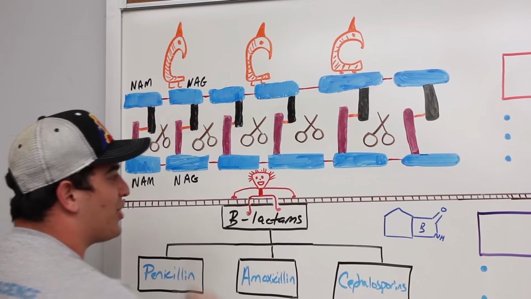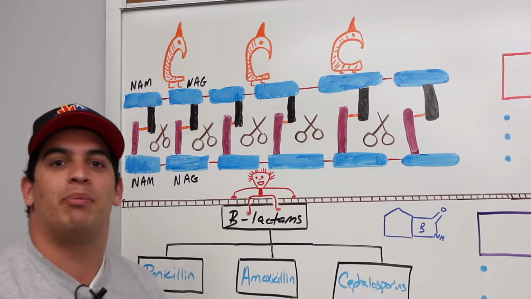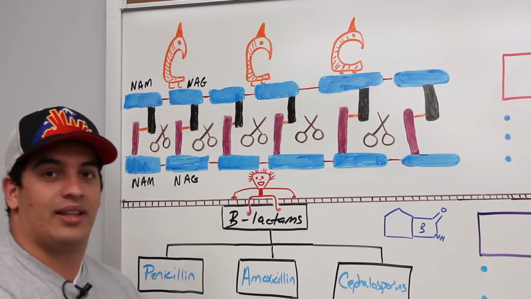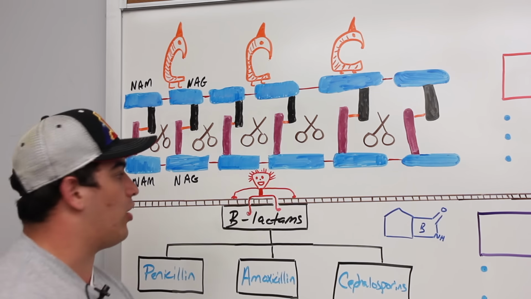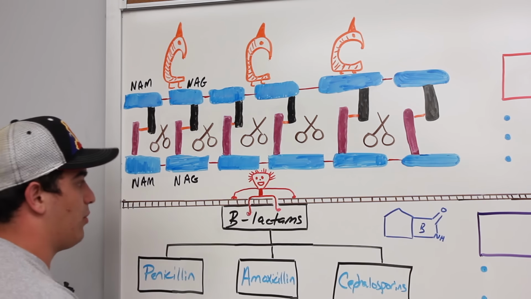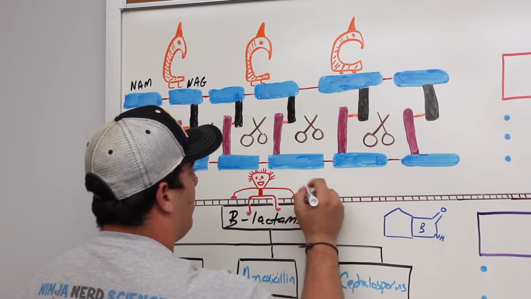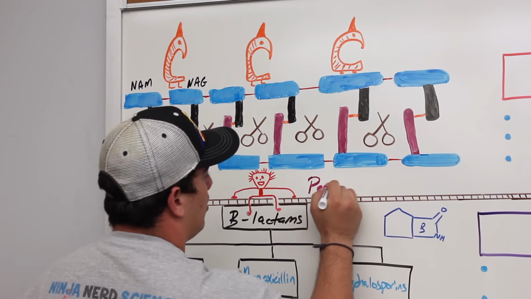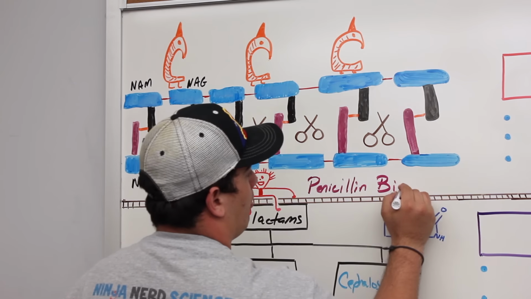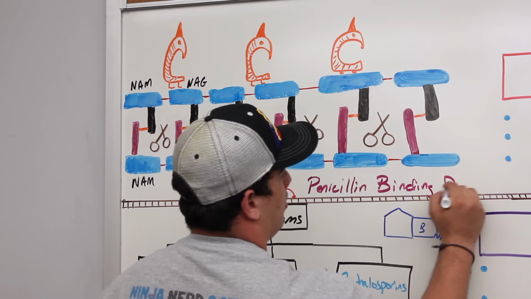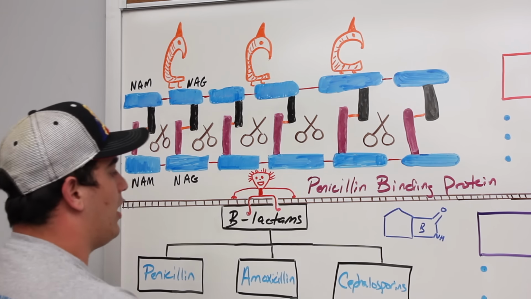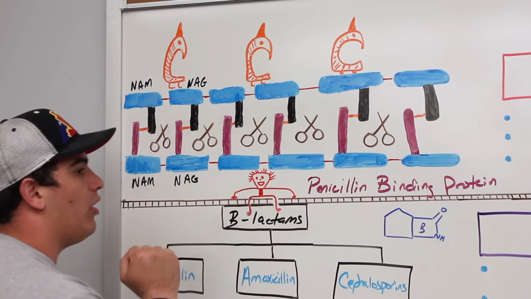You see this little orange guy just sitting down? That's our penicillin binding protein. That little red structure, which is actually going to be sitting down there on the cell membrane, is the penicillin binding protein. He's a pretty important structure here because he's really what a lot of these beta-lactams are binding onto.